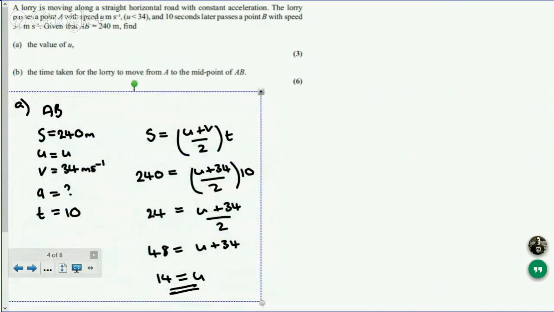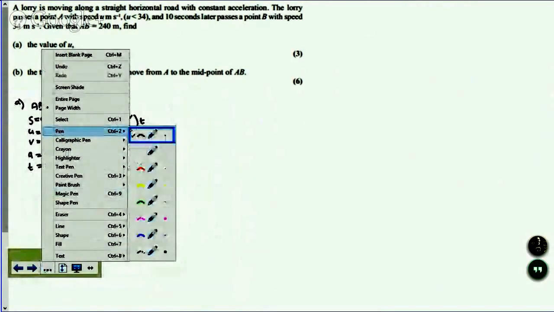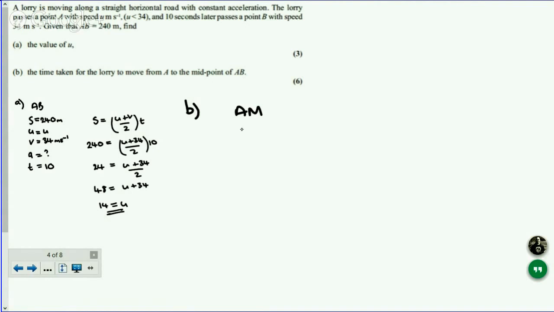Have a look at part B now. Okay. As I said, 6 marks suggests we're going to have to do a bit more. We want to find the time taken for the lorry to move from A to the midpoint of AB. So I'm going to call the midpoint M, and therefore I'm looking at AM. Same process. What are the variables that I know? What are the ones I need to find?